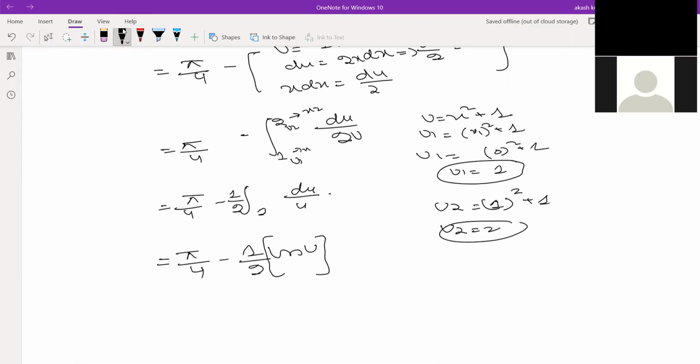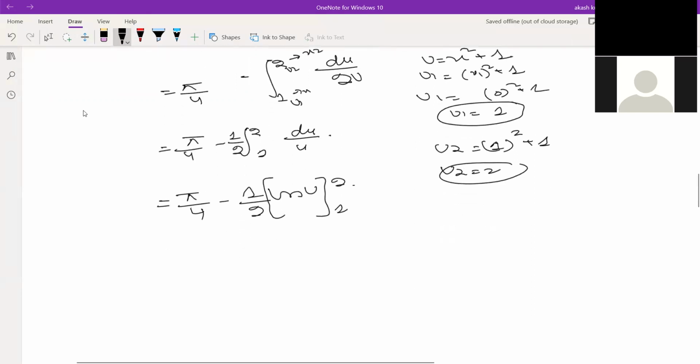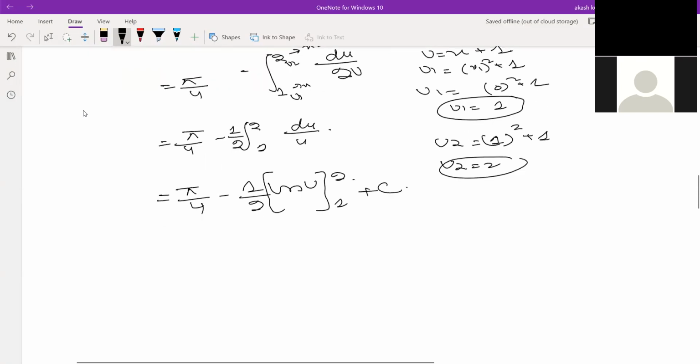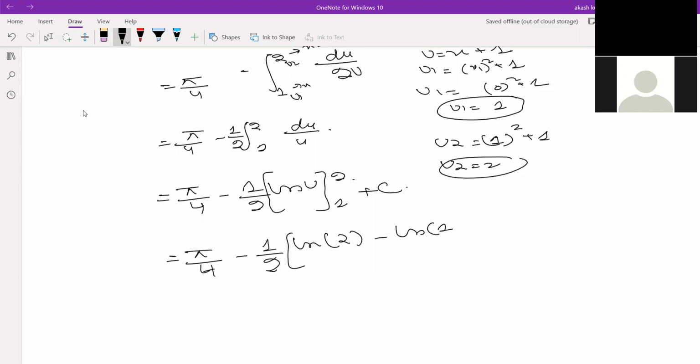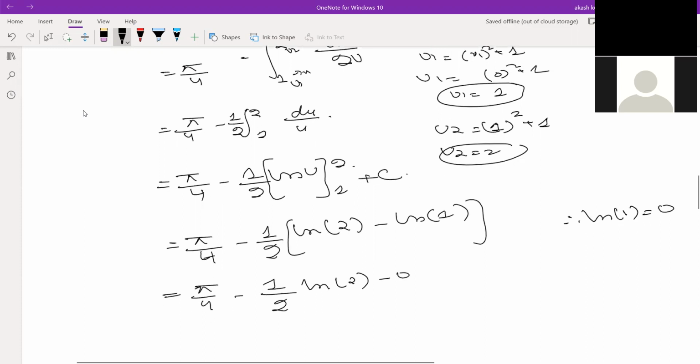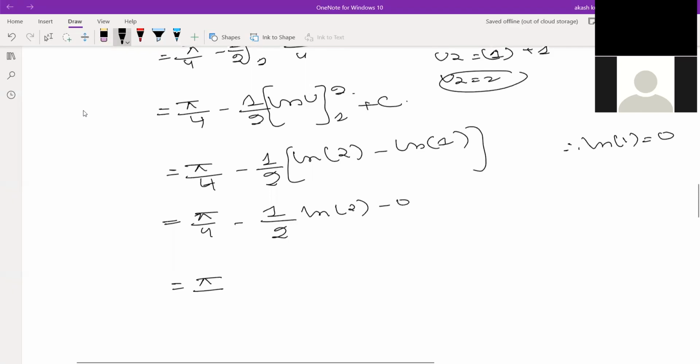It will be from 1 to 2. So we have to evaluate the function from 1 to 2, and we have plus c, a constant of integration. So it becomes pi by 4 minus half ln 2 minus ln 1. Pi by 4 minus half ln 2, and the ln 1 is 0. So the answer is pi by 4 minus half ln 2.